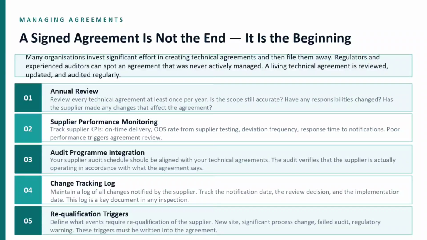Requalification triggers. Define in the agreement what events require the supplier to be requalified. A change to a new manufacturing site. A significant process change. A failed internal or external audit. Receipt of a regulatory warning letter. These triggers must be explicitly written into the agreement, so there is no ambiguity about when requalification is required.